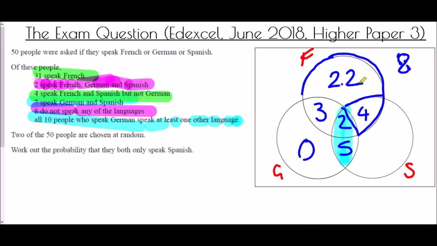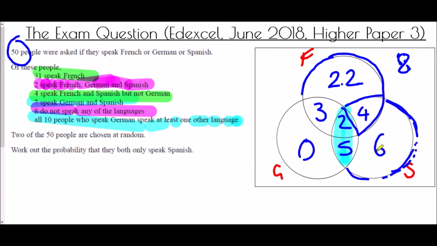And finally, the last little piece, we need to know how many people only speak Spanish. And if we're going to find out that information, we need to use the idea that we started with 50 people. So there are 50 people who were asked. So if we take all of our values, we have the 31 people who speak French, the 5 who speak German and Spanish, so that's 36, plus the 8 who don't speak any at all. So that is up to 44, leaving just 6 people who speak only Spanish.